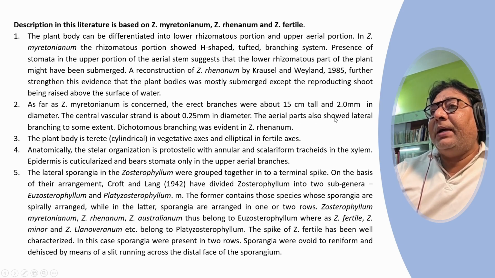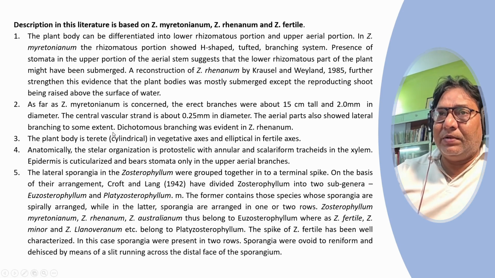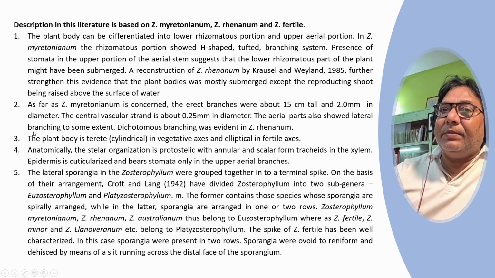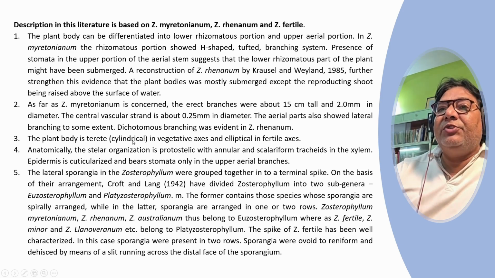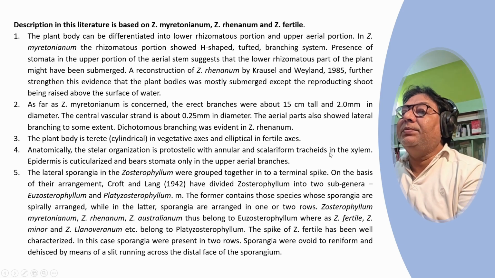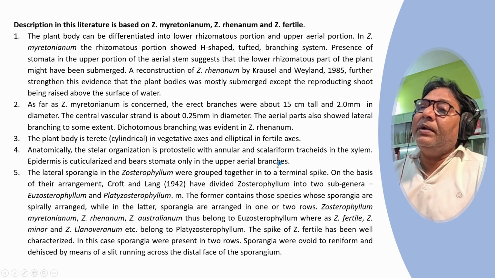The aerial parts also showed lateral branching to some extent. Dichotomous branching was evident in Zosterophyllum rhenanum rather. The plant body is terete, meaning cylindrical, in the vegetative axis and elliptical in the fertile axis. Anatomically, the stellar organization is protostelic. The stele was protostele with annular and scalariform tracheids in the xylem. The epidermis is cuticularized and bears stomata only in the upper aerial branches.